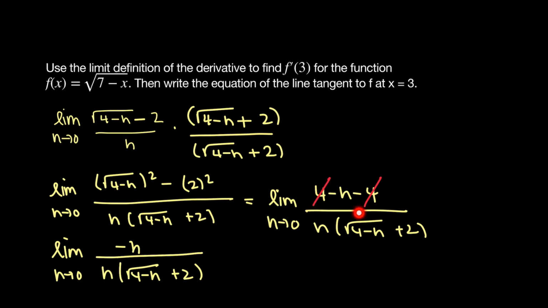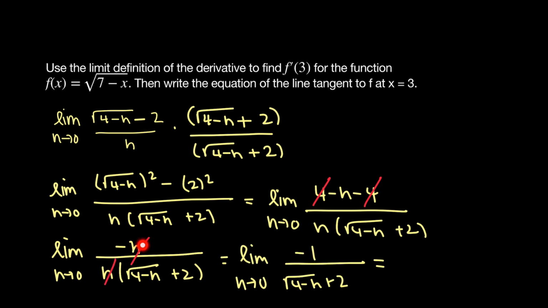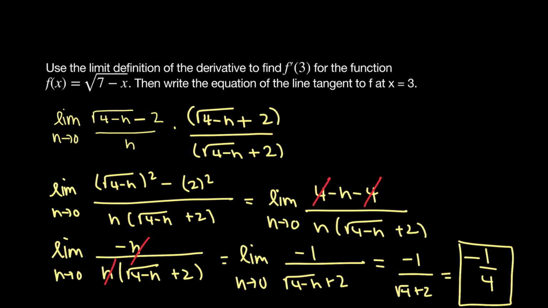I can combine like terms in the numerator. The 4's go away, and I'm left with negative h over h times square root of 4 minus h plus 2. Finally, we've got a common factor. Those h's cancel out, and we're left with negative 1 over square root of 4 plus h plus 2. And this is something that we can find the limit of as h goes to 0 by just plugging 0 in for h. That gives me negative 1 divided by square root of 4 plus 2, or 2 plus 2, or 4. So the slope of my tangent line is negative 1/4.